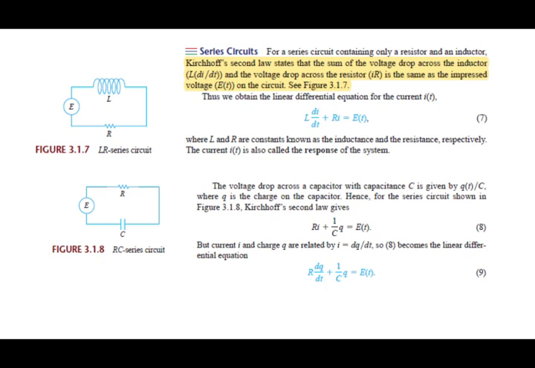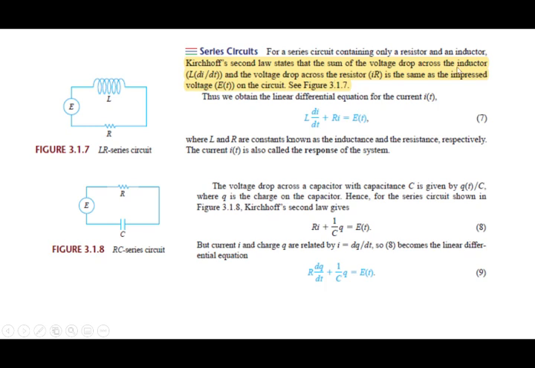So, for a series circuit containing only a resistor and inductor. So this is now a circuit. Okay. So this is usually a battery. So you put a battery and you want to know how the energy is going to move around here, right? For a series circuit containing only a resistor and an inductor, Kirchhoff's second law states that the sum of the voltage drop across the inductor and the voltage drop across the resistor is the same as the impressed voltage E of t. So that's what I'm saying here, that the impressed voltage is E of t. So be aware, this is my first non-homogeneous differential equation because I have an external battery producing energy.